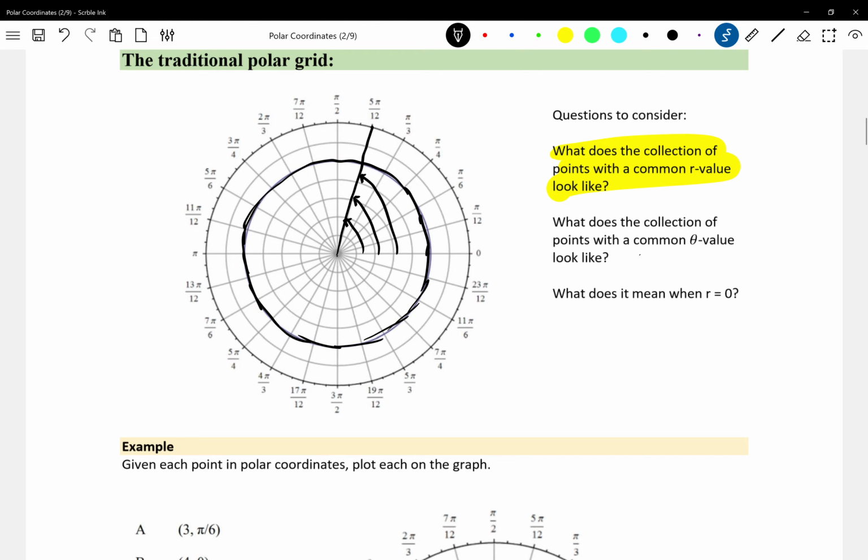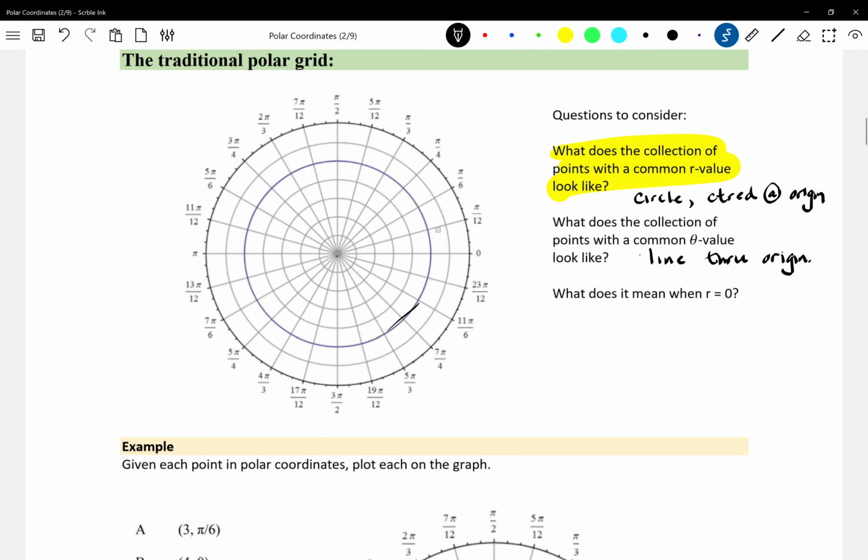So if theta equals a constant, that means you're always on that line. And if r equals a constant, that means you're always on that circle. So the key thing here is that we have a circle, and I'm going to make up my own little acronym, centered at origin. And this is a line through the origin.